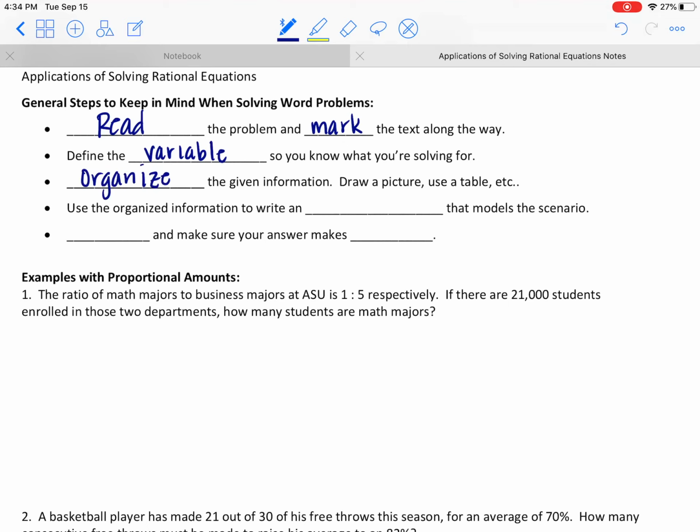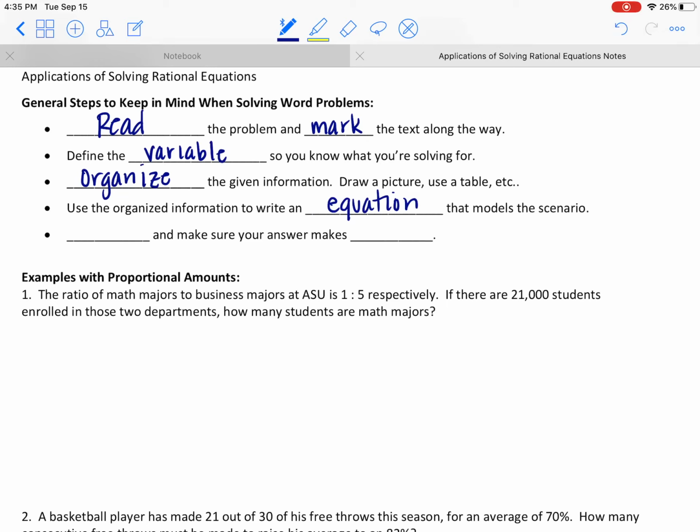If it's possible, maybe you can organize your information. Maybe we can put it into some kind of a table, we could draw a picture, maybe we could apply some kind of a formula, and I'll show you some different scenarios there. Maybe we could just use words to organize things. And then we're going to try to use the organized information to do the hardest step, which is write an equation that models the scenario. Okay? The writing the equation is the hard part, because you could know how to solve your equation, but if your equation is wrong, it doesn't matter if you solve it correctly. So we want to be really careful with that step of writing the equation to model our scenario.